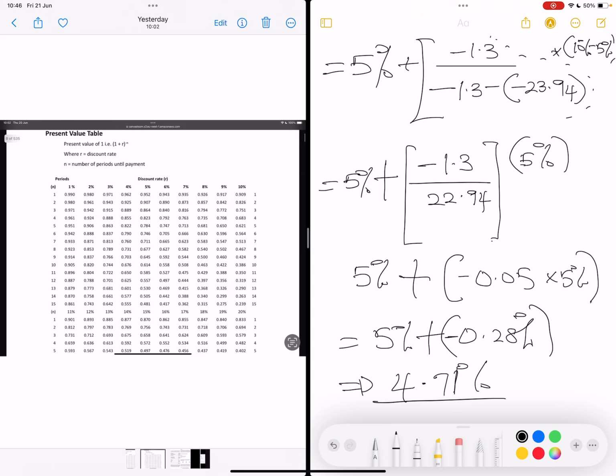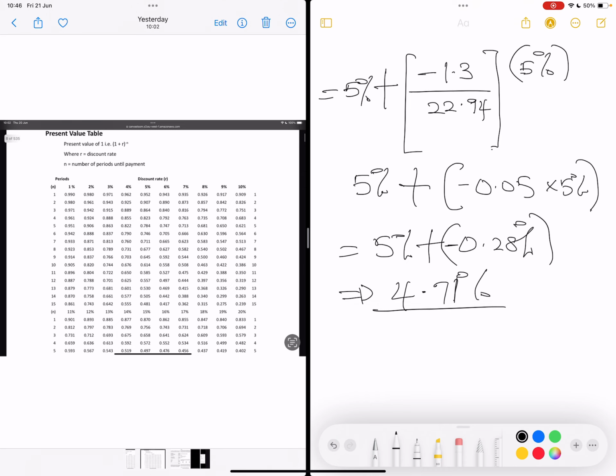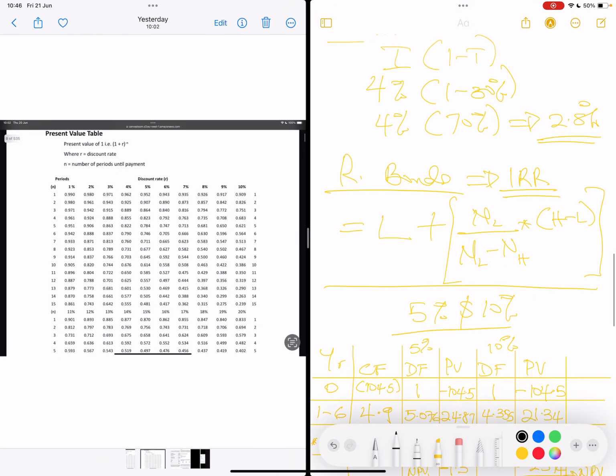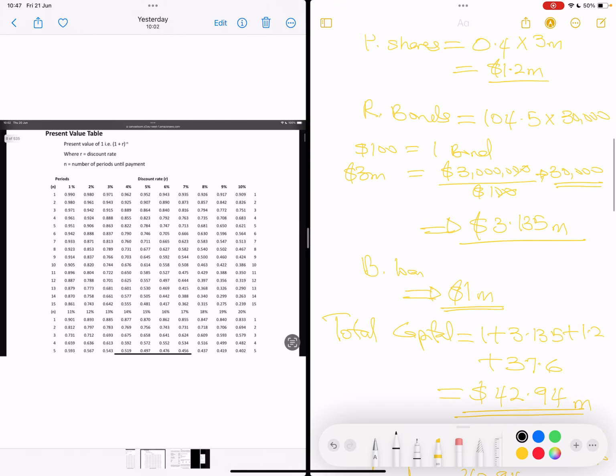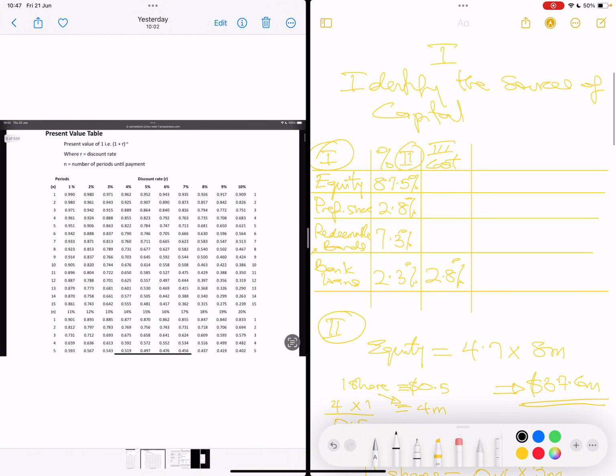So we have our cost of redeemable bonds to be 4.71%. Then we'll go to our table and we'll plug that in there, 4.71. So redeemable bond, 4.7%. Then preference shares.